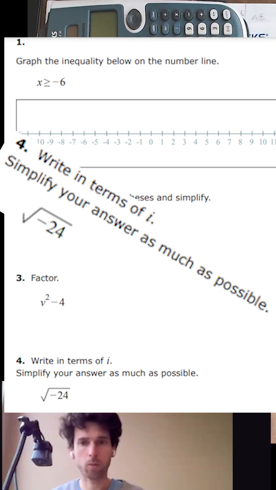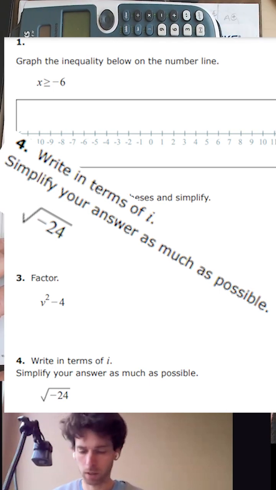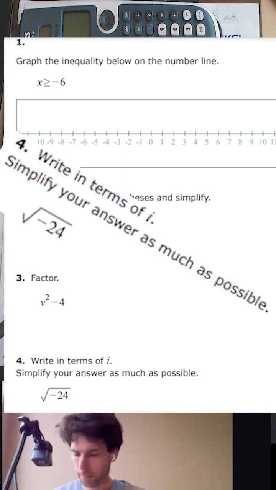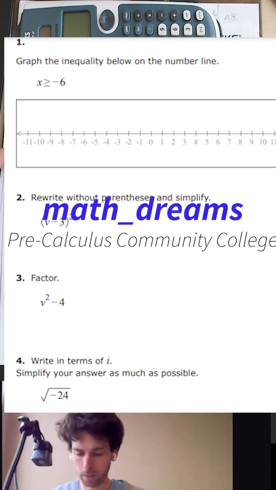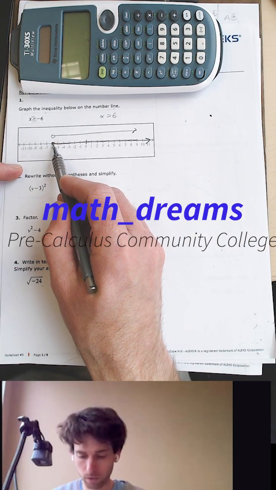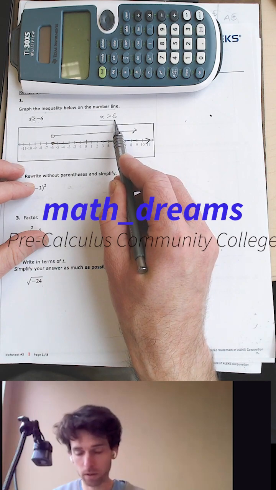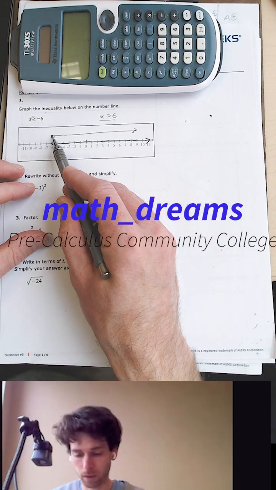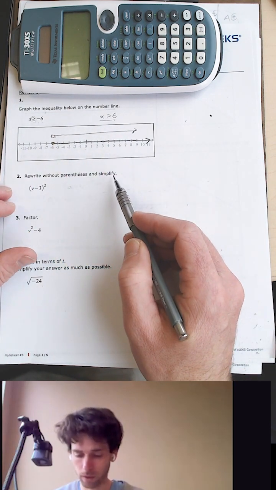I just want to go over a homework from a pre-calculus student at a community college here in California and how to do it. So this is graph the inequality below on the number line. So this is our number line. So it says greater than or equal to -6. Since equal to is part of the problem, we do a filled-in circle. If it was just x greater than 6, we would have an open circle and draw an arrow.